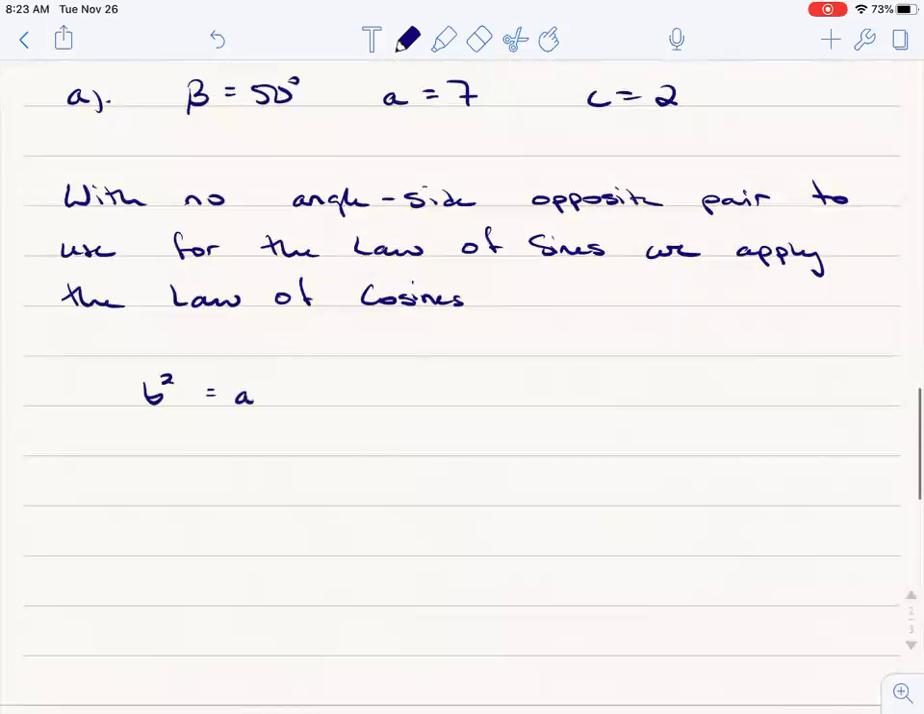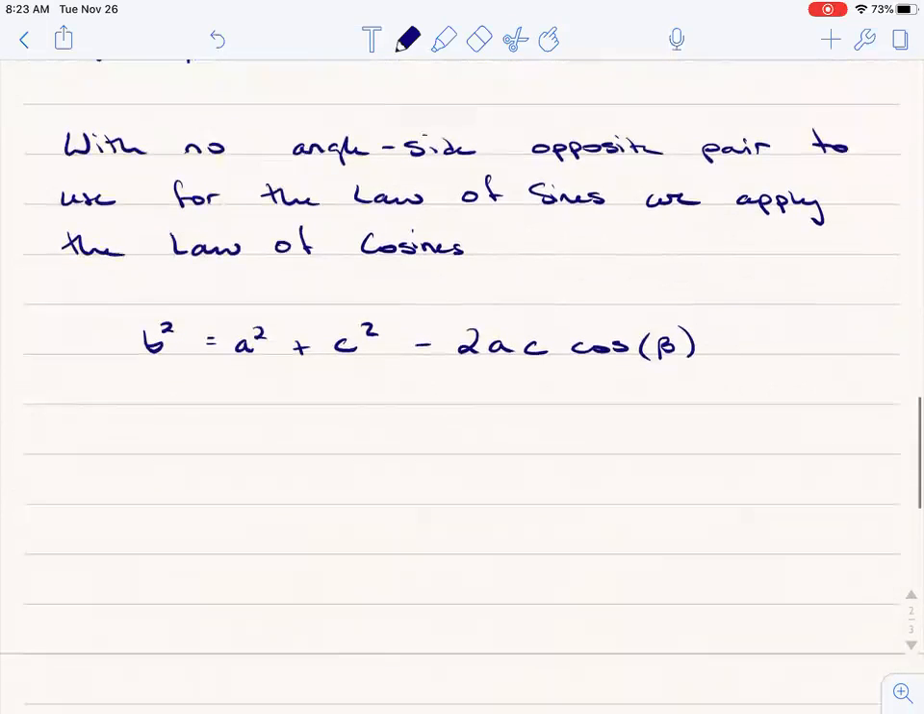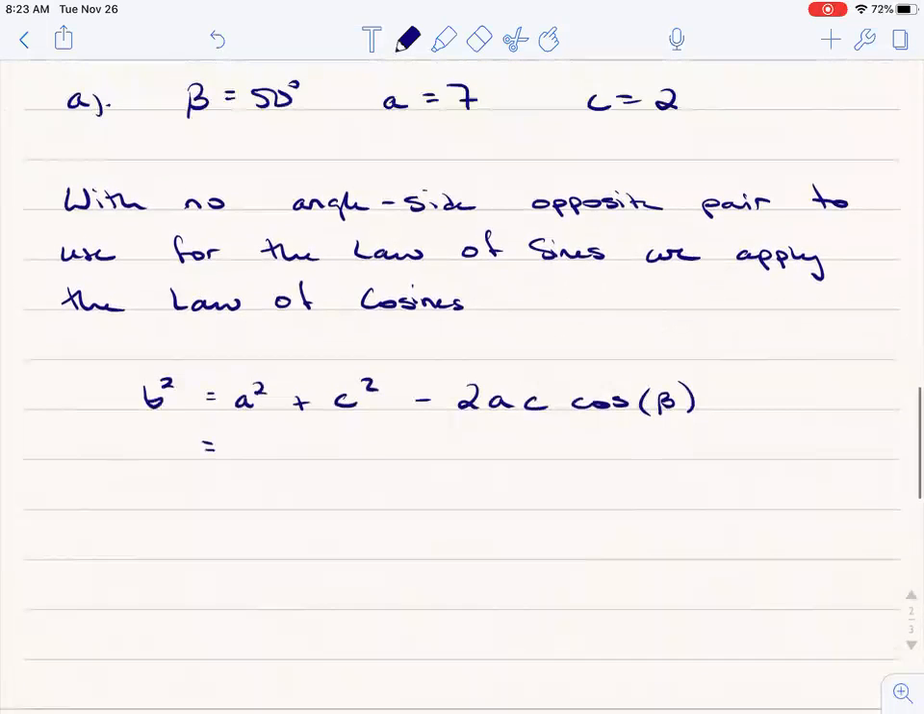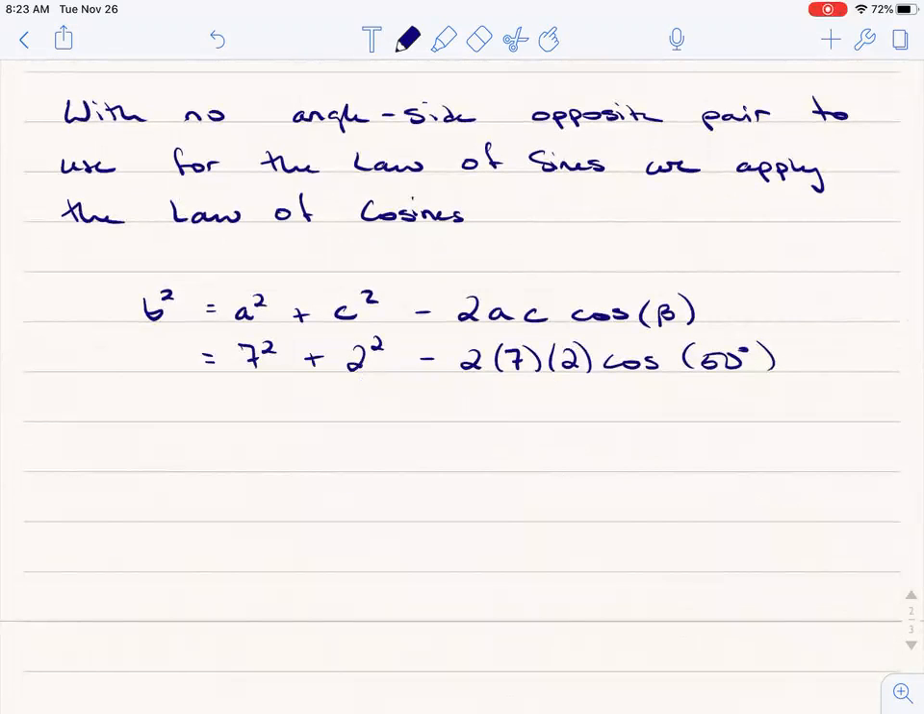B squared equals A squared plus C squared minus 2AC cos beta. Right, we have all those pieces of information, so we're able to solve for B. Well, B squared and then solve for B. So A was 7, so we've got 7 squared plus C, which is 2, squared, minus 2 times A, which is 7, and C, which is 2, and then cos of 50 degrees. Right. Make sure you're in degree mode if you're using degrees as your angles. But besides that, you're off to the races.